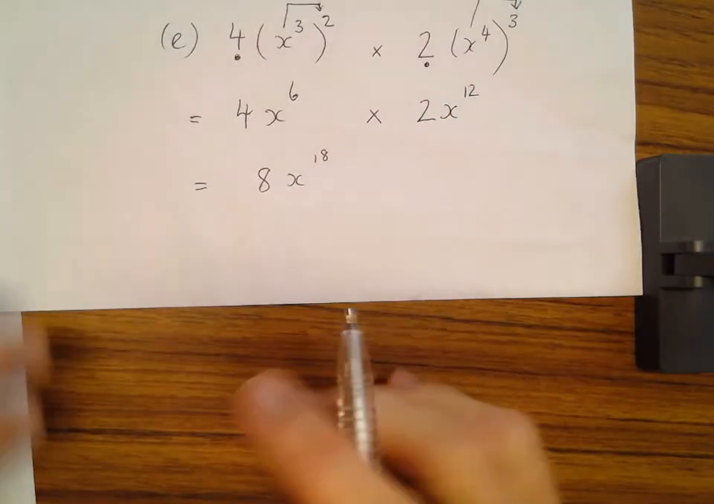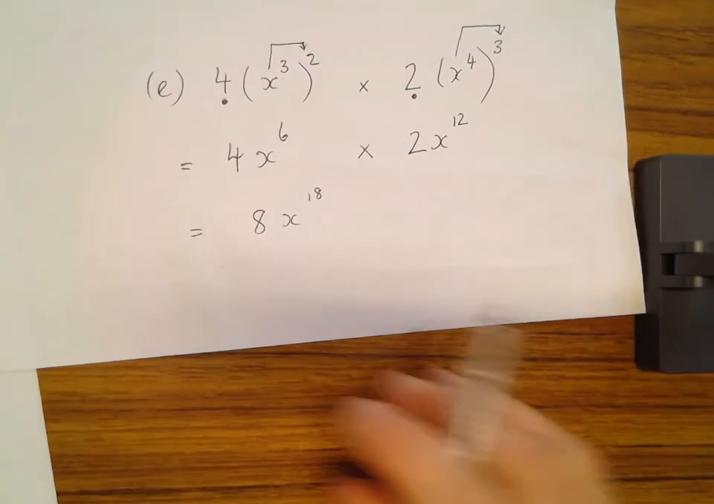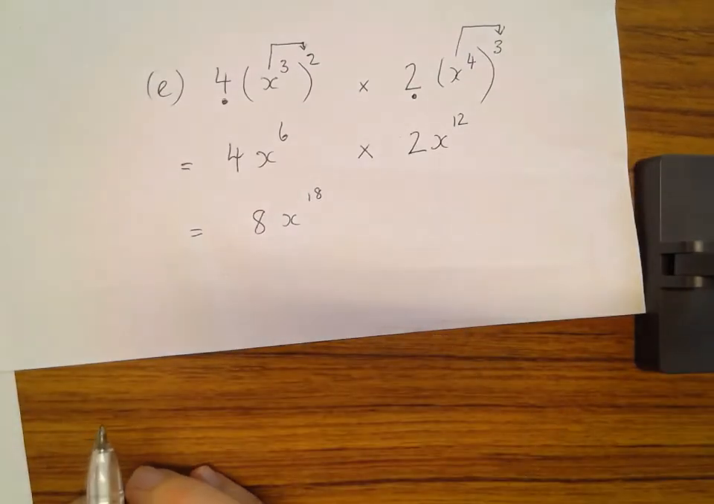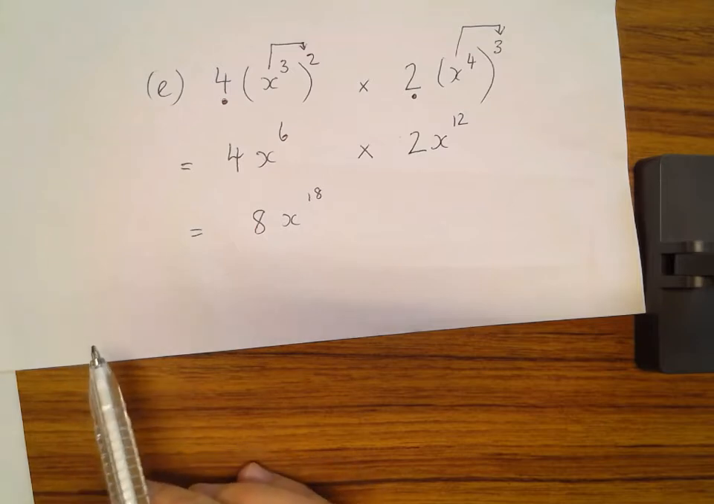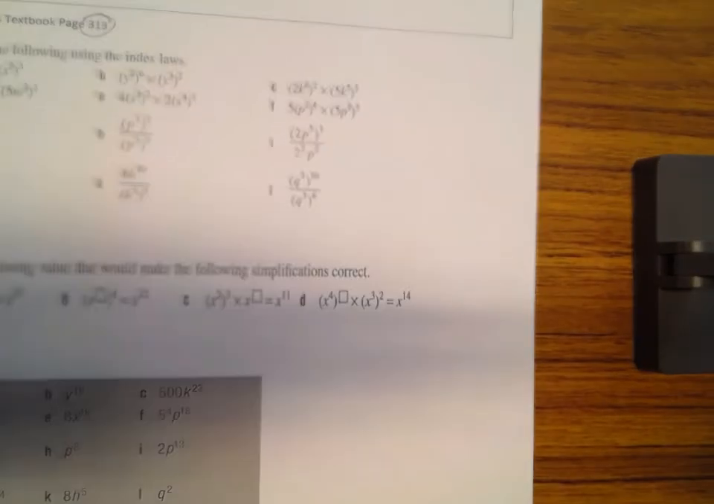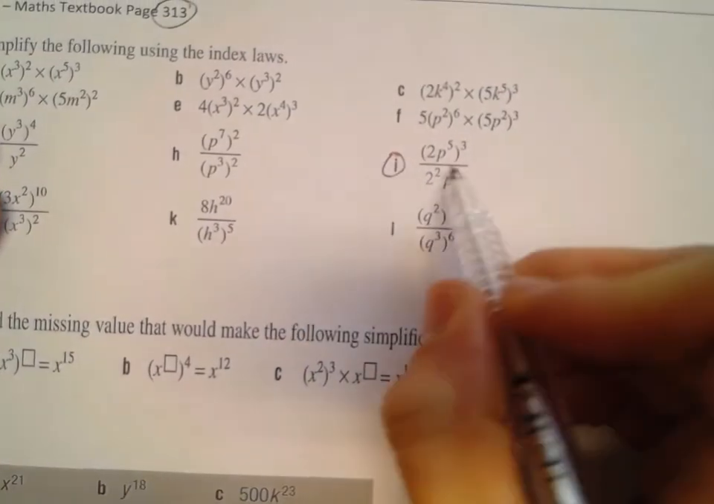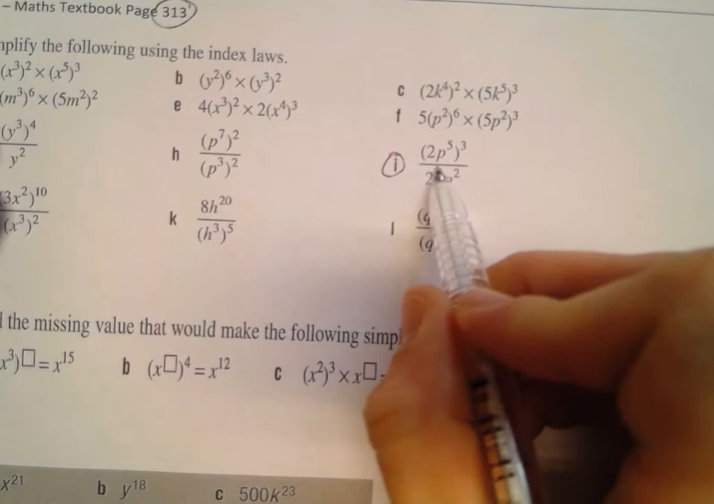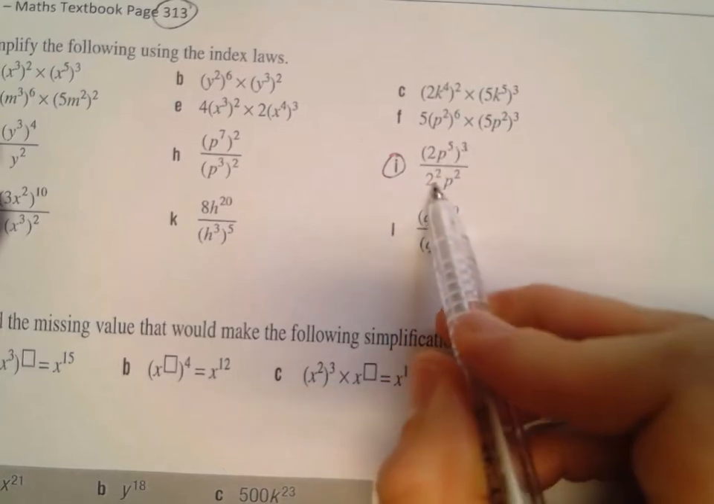Okay, let's have a look here at question F. Now we'll have a look at one of the divisions. Let's go straight into I. Let's have a look at this one here. I'll bring the camera down a bit closer. Let's have a look at question I together. We have (2p^5) all to the power of 3 over 2 squared p squared.